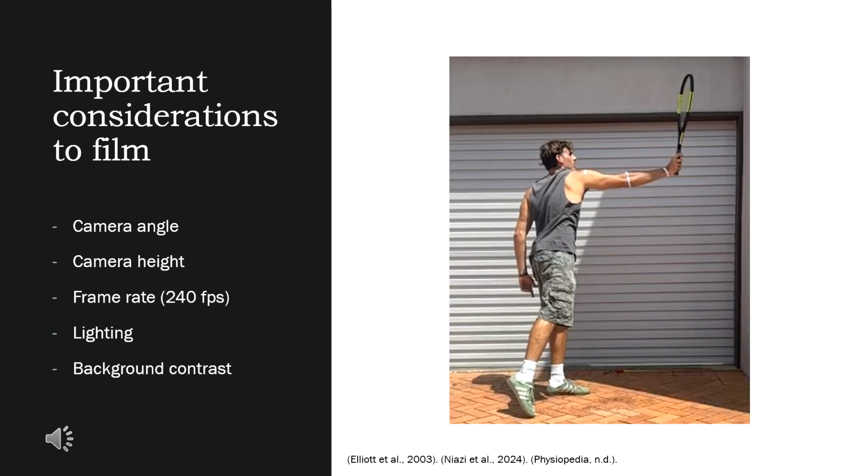These are some important considerations to film. Camera angle and position to ensure the motion of interest is captured in the appropriate plane and distance. The camera was positioned at 90 degrees to record a full body image and arm swing of the racket, with camera height aligning with the center of the movement.